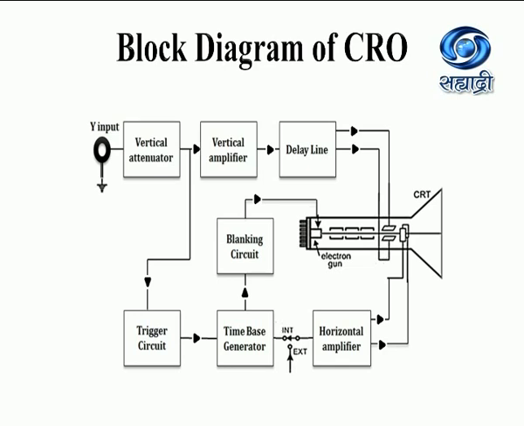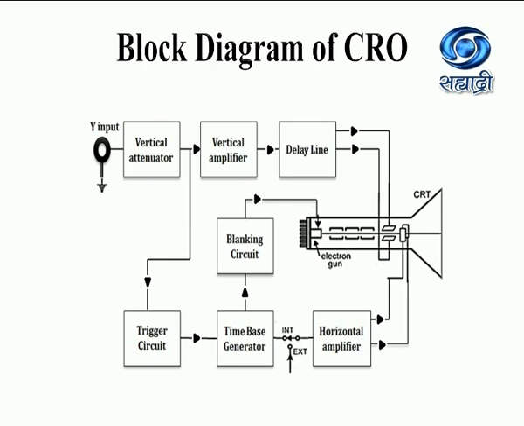So whenever we talk about CRO, CRT is the main basic part, and along with this CRT we have 7 blocks, which is circuitry which is used to operate the CRT. So these blocks are, first is Y input, then we have vertical attenuator. After that, vertical amplifier. The output of this amplifier is connected to delay line, and that delay line is connected to the vertical plates. In the horizontal section, we have trigger circuit.